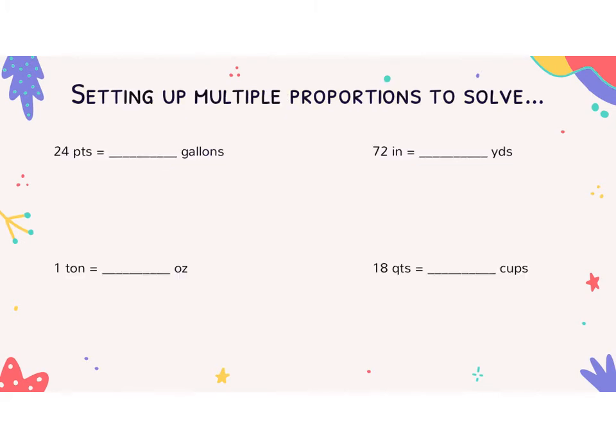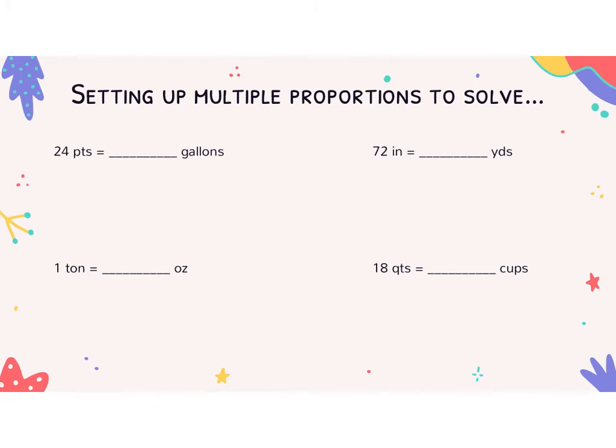Sometimes we will need to set up multiple proportions in order to convert customary measurements. In our first guided practice problem, we are trying to convert 24 pints into gallons. On our STAR resource chart, we see that pints can be converted to quarts and quarts can be converted to gallons, but pints cannot be directly converted to gallons. So we will have to set up 2 proportions to solve this problem.